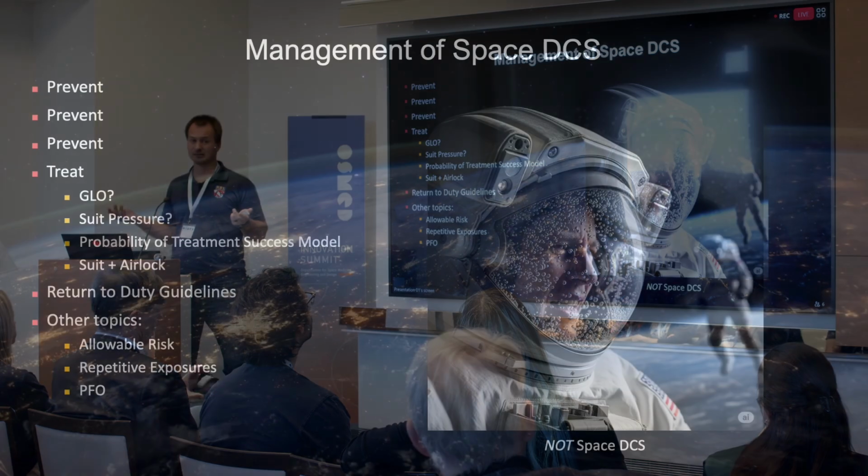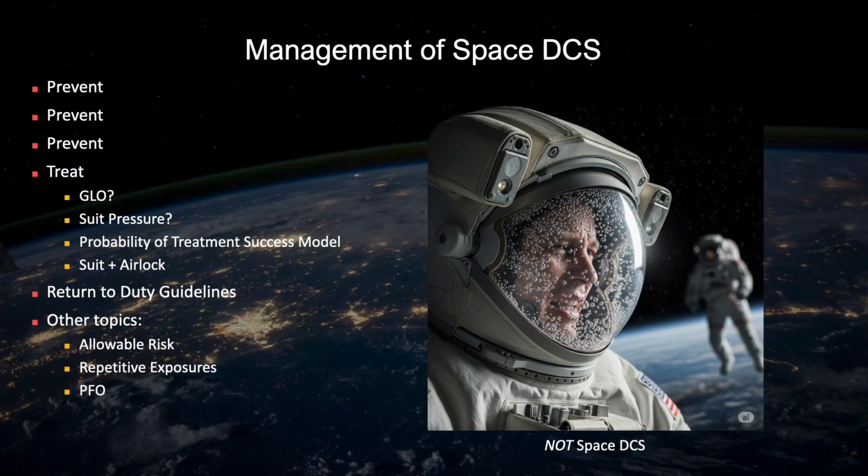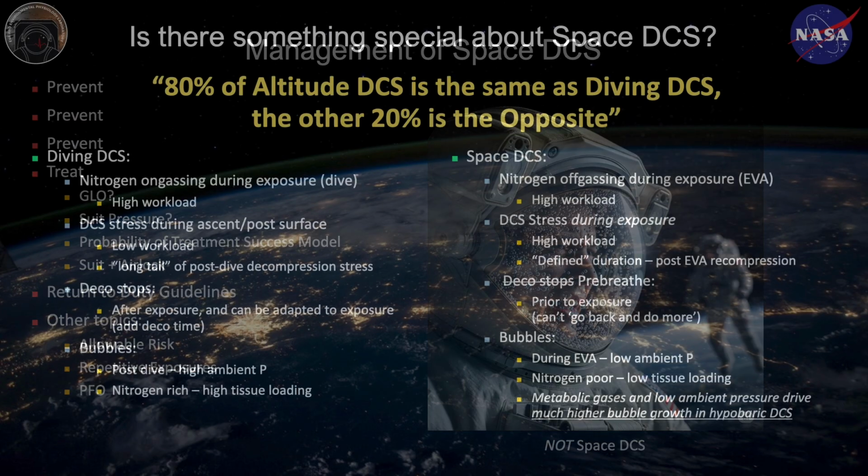So when you have something bad, what do you do? You prevent, but then you also have to think plan B, what happens if you do have it? So you treat, and then how do you treat, again, in a lunar environment where you're not taking an ICU, you're not taking a hyperbaric chamber, you're not taking all the resources you have on Earth. So we'll talk a little bit about that.